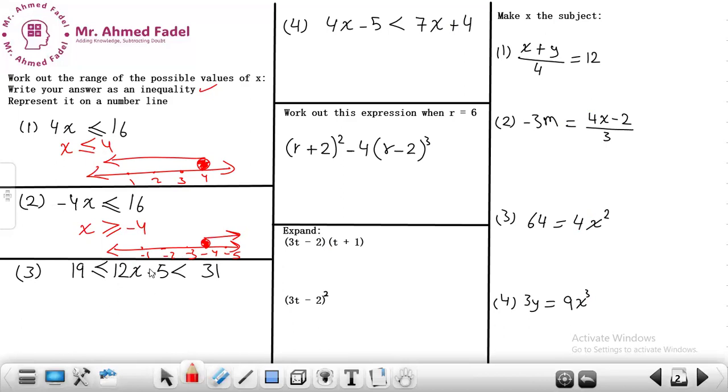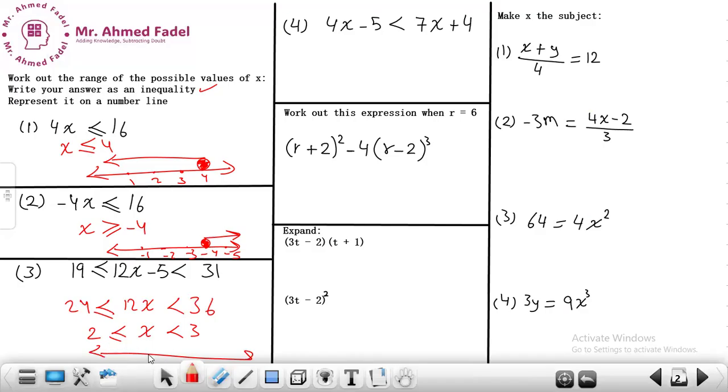Here, I'm going to send the -5 there, plus. Which side am I saying? Both sides. So I'm going to have here 12x, 19 plus 5 is 24, 31 plus 5 is 36. But x is greater than or equal to, divided by 12 is 2, divided by 12 is 3. On a number line, you should have 2 and 3.